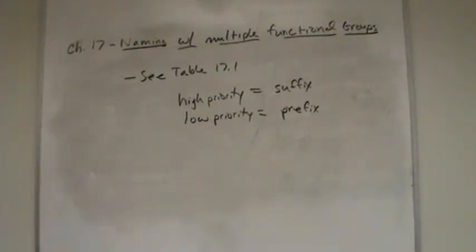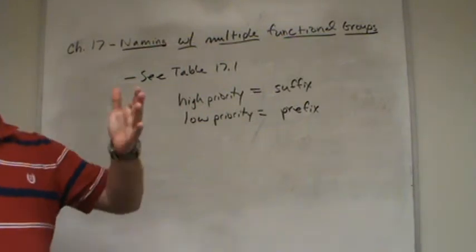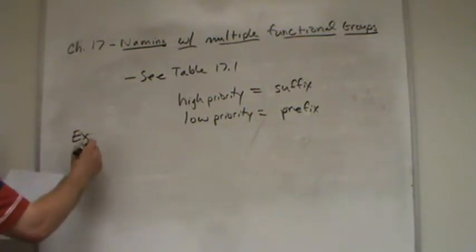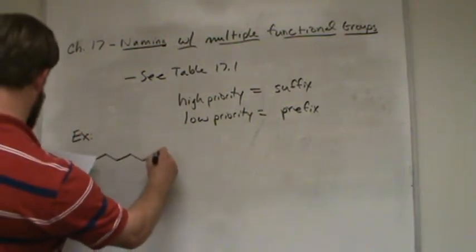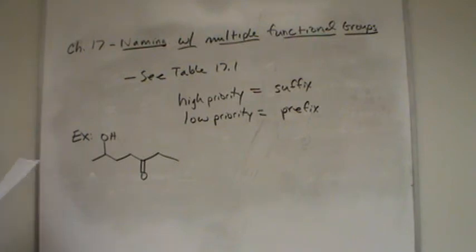So for example, if the alcohol was the high priority functional group, it would be the suffix, like hexane-1-ol. But if it's a low priority, it would be a prefix, so we would say hydroxy, and it would be out in front as a prefix. So here's an example. Right now you don't know it well enough to know that a ketone gets priority over the alcohol, but table 17.1 will help you until you realize that.